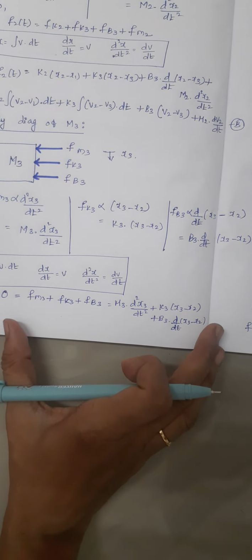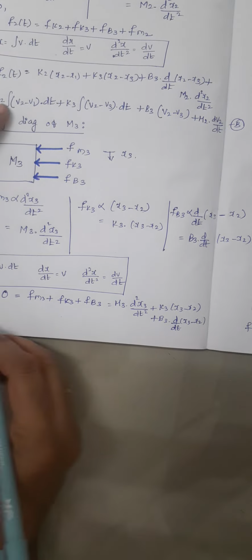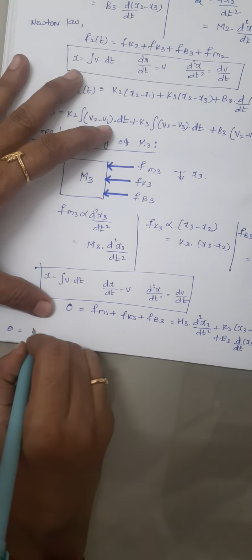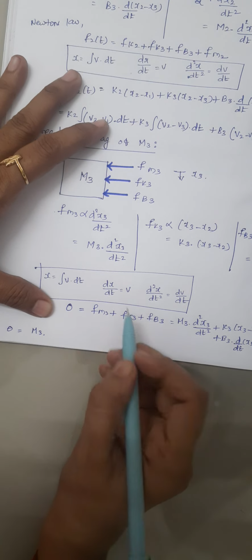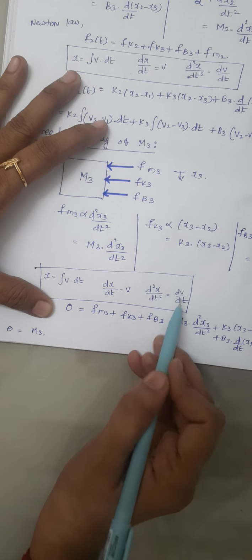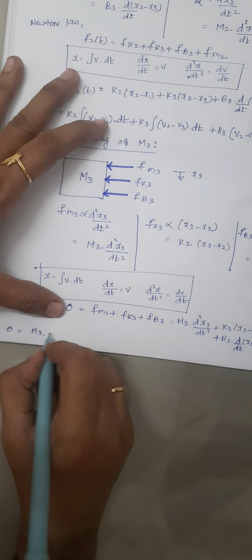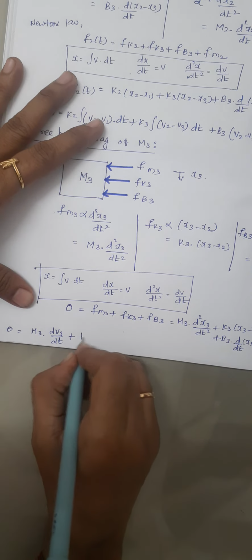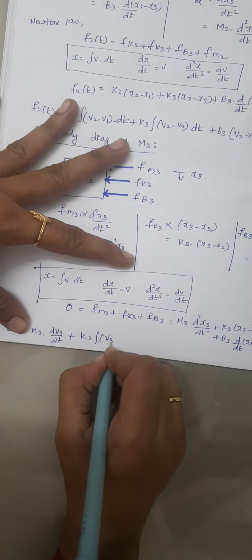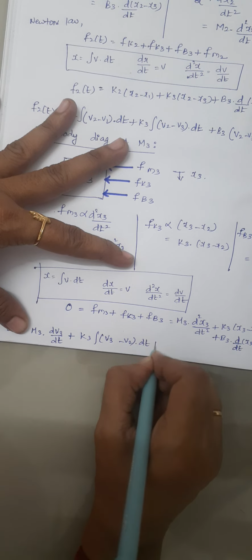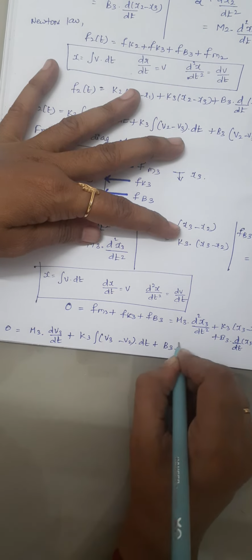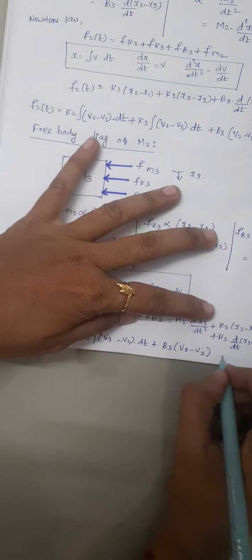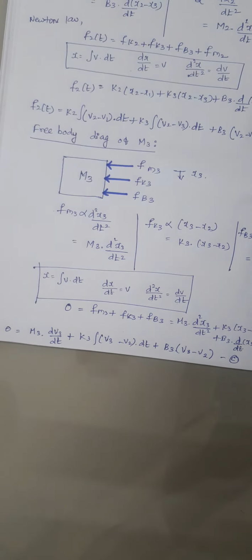Again here I am going to rewrite this expression in terms of velocity. So we will be having 0 equal to m3 into, d²x/dt² is nothing but dv/dt, so here it is dv3/dt, plus k3 into the integral of (v3 minus v2) dt, and finally b3 into (v3 minus v2). Name this expression as expression number C.